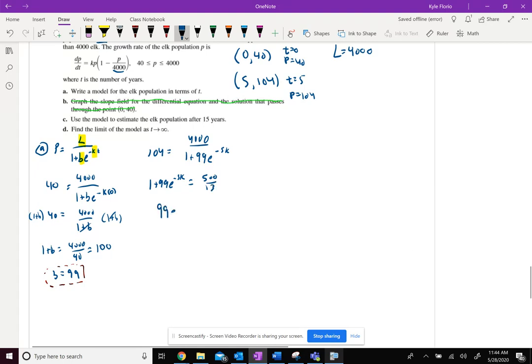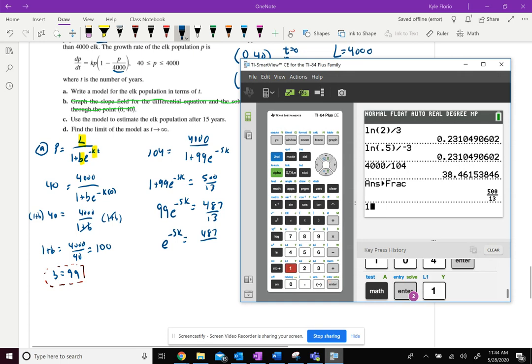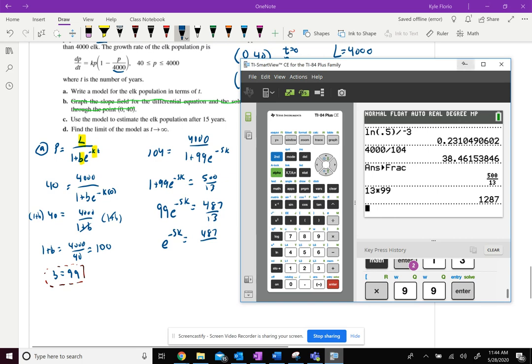Subtract 1 on both sides. So if I subtract 1, that's the same thing as subtracting 13 over 13. And the 500 13ths minus 13 13ths is 487 over 13. And then divide both sides by 99. If I divide by the 99, it will be in the denominator with the 13, and 13 times 99 is 1287.